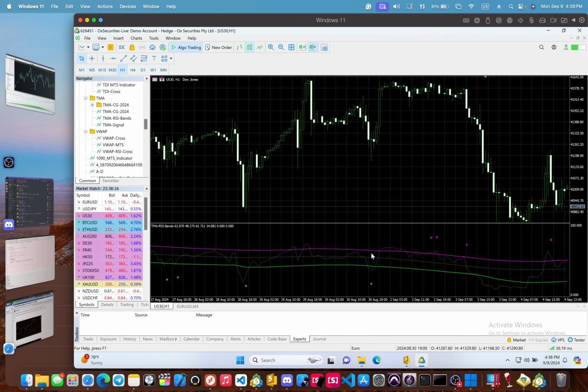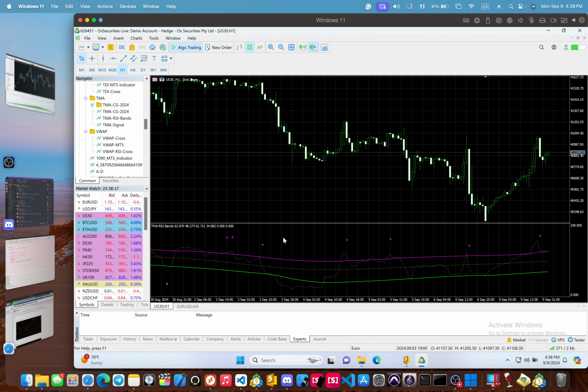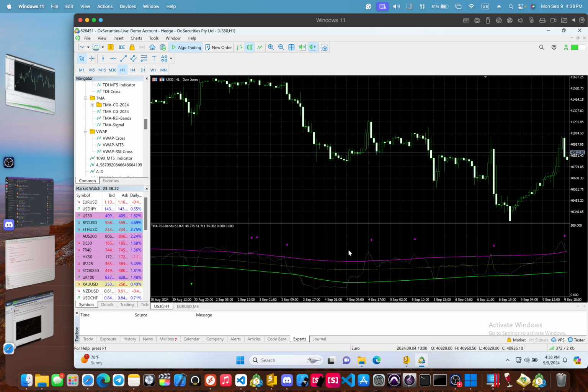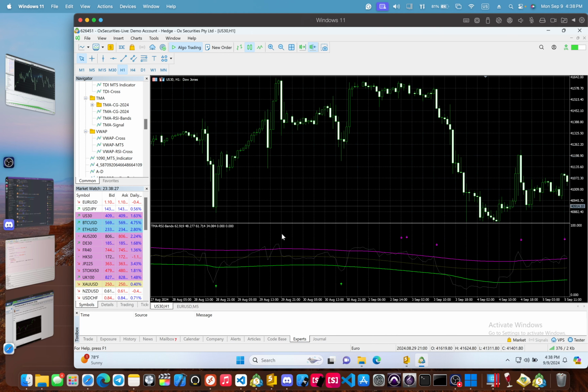Because if you know my trading style, I always love to follow the trend. I'm not one to catch reversals because I almost always lose trying to catch the tops and the bottoms.